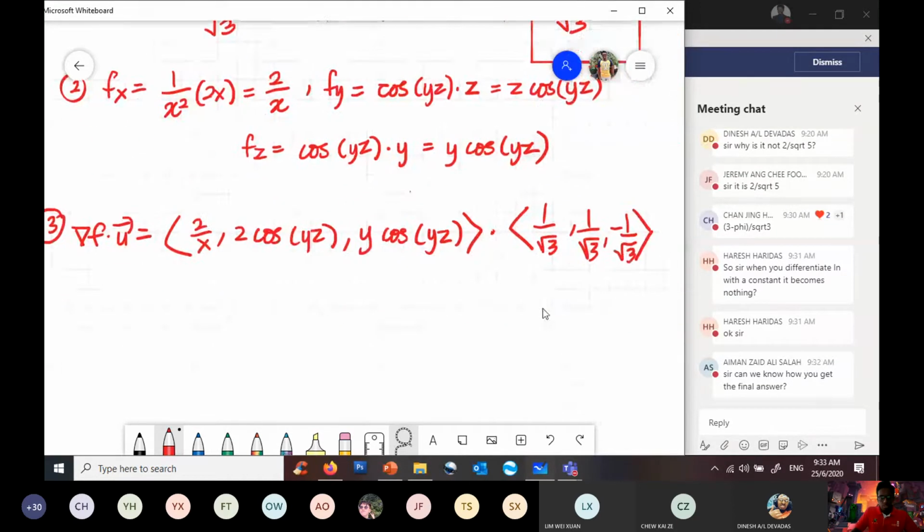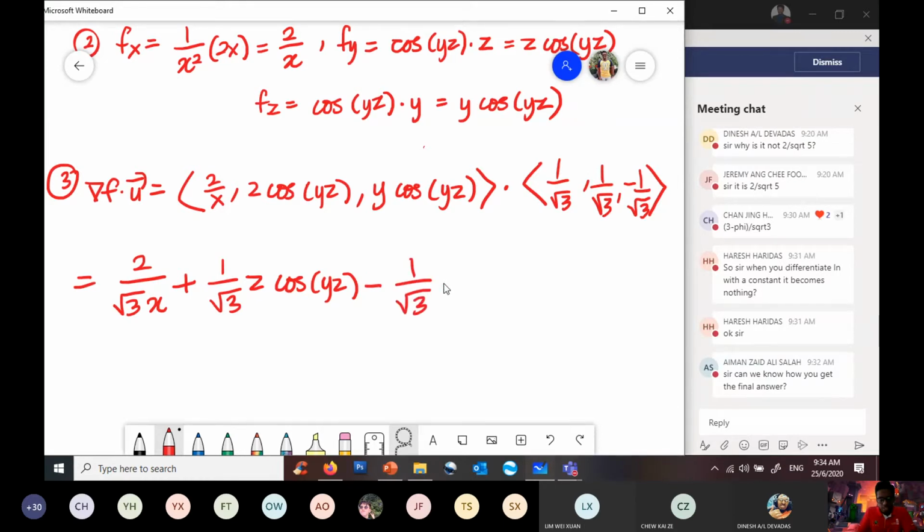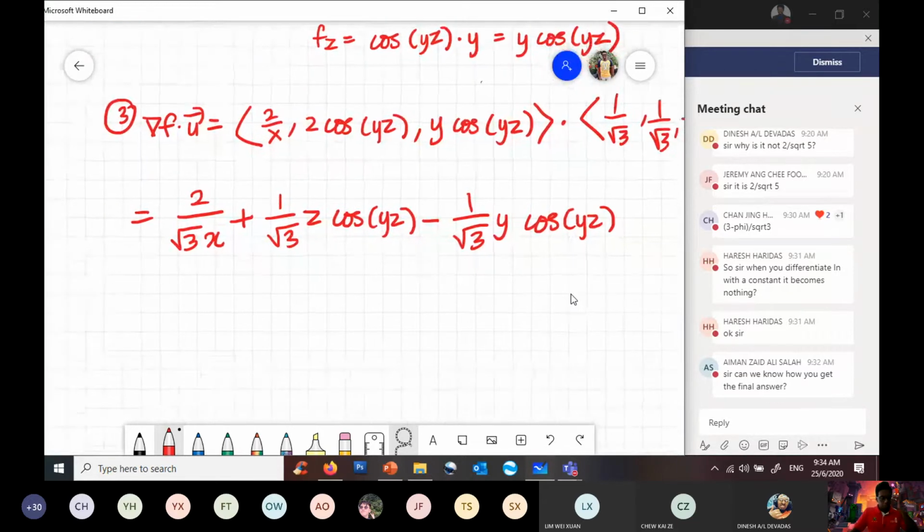Sorry, it's a bit messy. Anyway, if you find the dot product, it's just the first component multiplied by the first component. So I will get 2 over square root 3x, plus second component multiplied by second component, 1 over square root 3 z cos yz, plus third component multiplied by third component. Positive and negative is going to be negative, and then I have y cos yz. So there you have it. Is there anything I can simplify? Nope, I can't simplify anything.